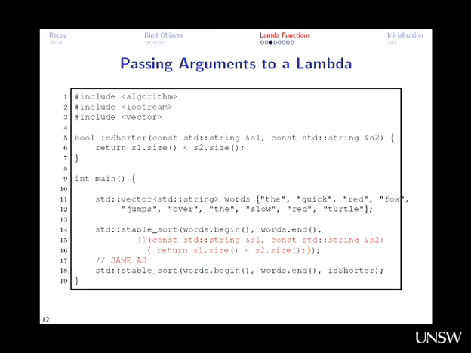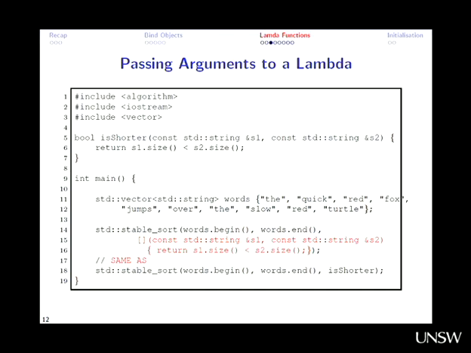And so here's an example about how we might pass some arguments through to a Lambda function. And this one is available at lambdaarguments.cpp. What you're seeing here is two different ways of being able to sort a vector of words by size.